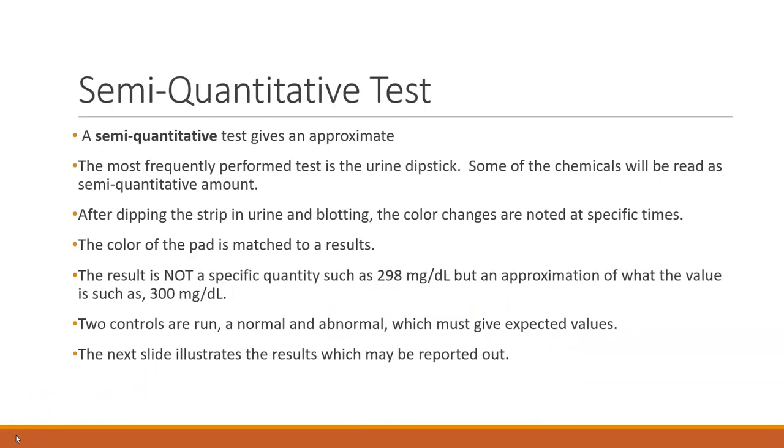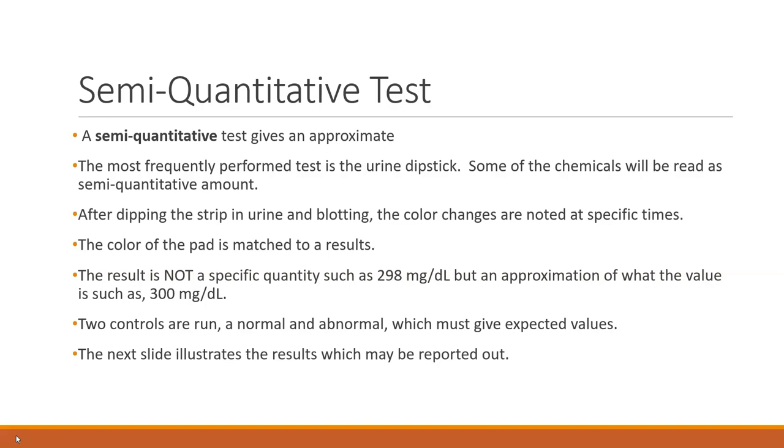The next type of test that we do in the lab is called semi-quantitative, which gives an approximate result. The most frequently performed semi-quantitative test is the urine dipstick. Some of the chemicals will be read as a semi-quantitative amount. After we dip the strip in urine, follow the procedures of the manufacturer, and blot, we then note color changes at specific times. And then the color of the pad is matched to a result.